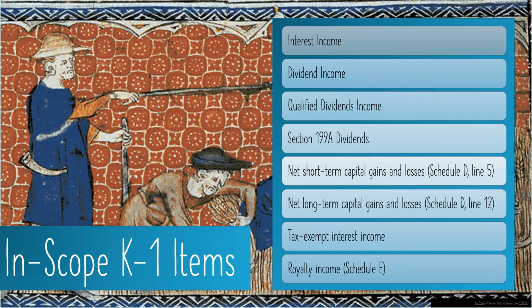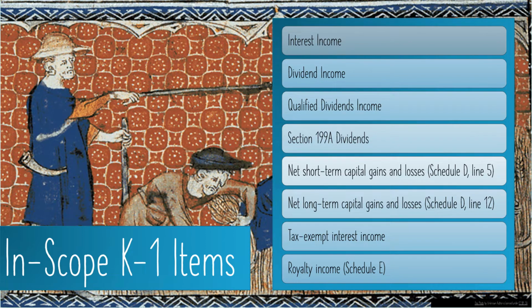So with the Form K1, because it reports so many different kinds of income, and it also reports kinds of expenses and partners' shares and shareholders' shares of various credits and other things, it's easier to have a list of the things that are in scope. And so if you get a K1 that has anything reported on it that is not from this list, then it will be out of scope.